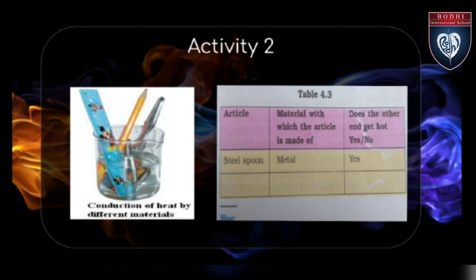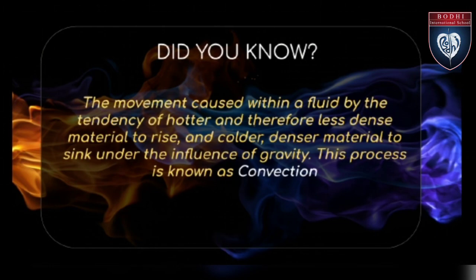Enter the article in the first column and write the material with which the article is made in the second column, and whether the other end gets hot or not. If it is getting hot, put yes. If it doesn't get hot, put no.